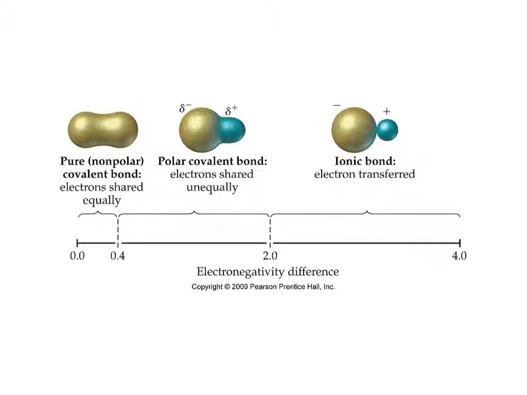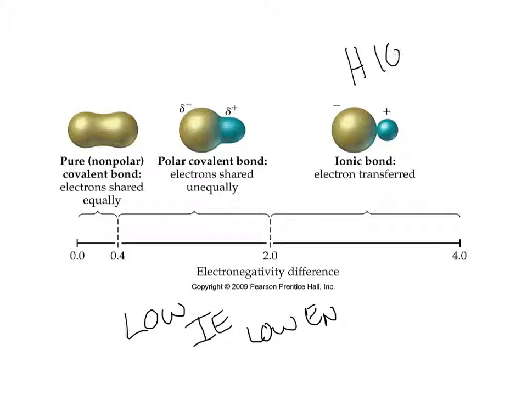And it's loosely tied to the ionization energy, where if you have a low ionization energy, you're going to have a low electronegativity value. And if you have a high IE, you're going to have a high electronegativity value.